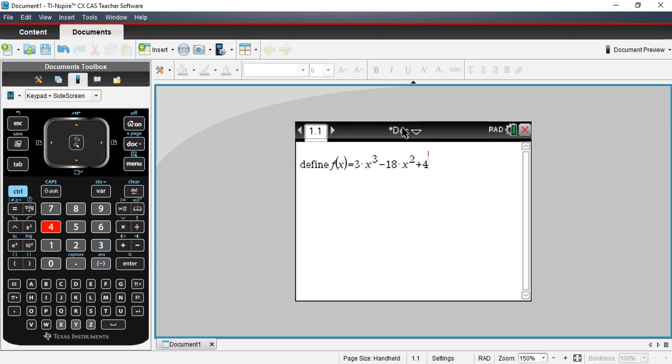So the first operation is define. Done. Have we defined? Yes. What do we do next? Solve. So for what? Part A asks you to find the derivative.